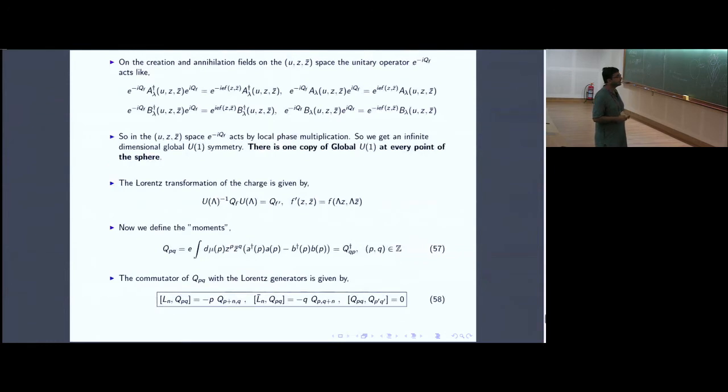A more conventional thing is to look at those modes for which either p is 0 or q equals 0. And then what you get is a U(1) Kac-Moody algebra with level 0. So that is essentially the symmetry of a free charged scalar particle, and this is what appears in the relation between the soft theorem and asymptotic symmetries.